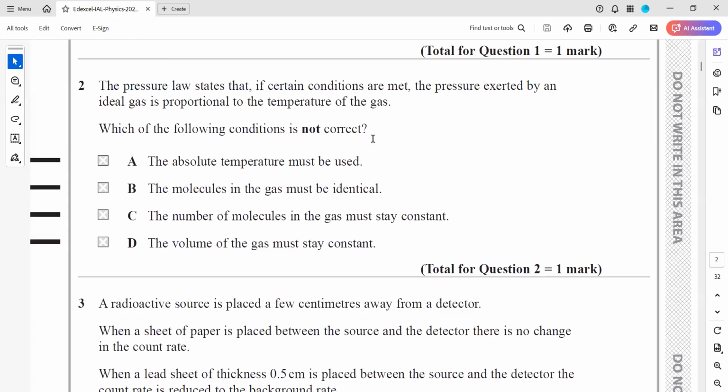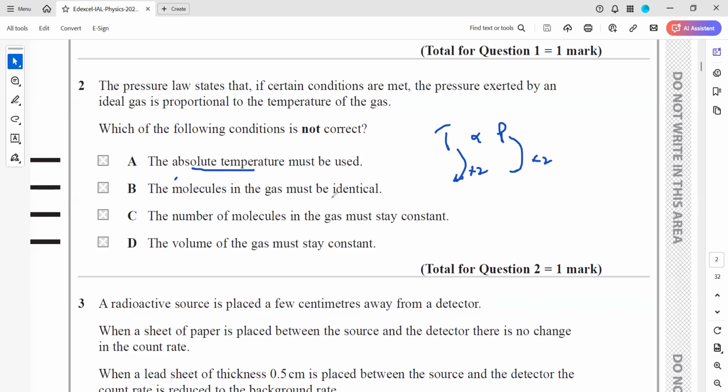In question 2, the pressure law states that if certain conditions are met, the pressure exerted by an ideal gas is proportional to temperature. Which of the following conditions is not correct? Absolute temperature must be used, because if temperature and pressure are directly proportional, we should use temperature in Kelvin. If the temperature in Kelvin is doubled, then the pressure will also be doubled.